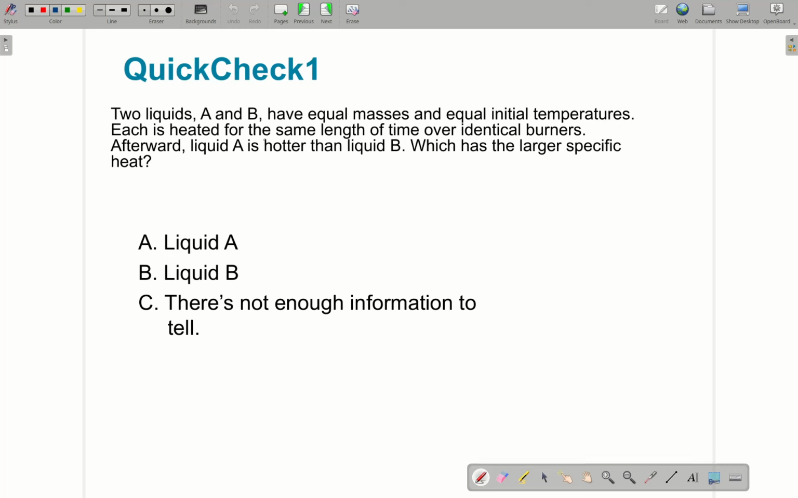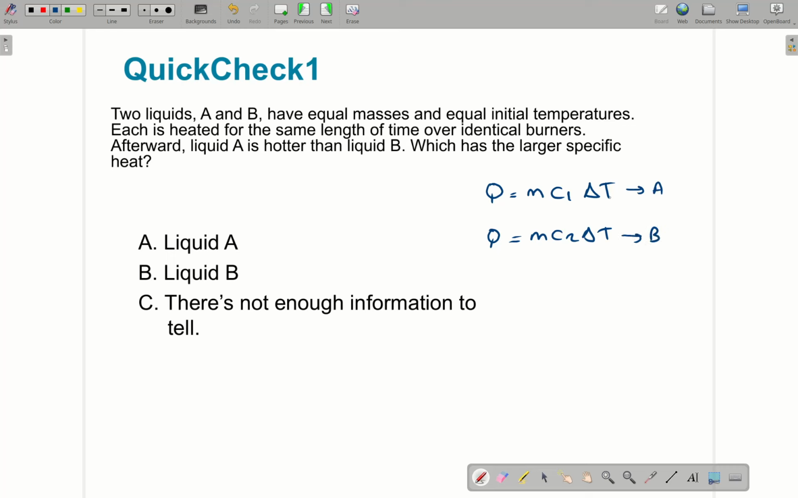Two liquids A and B, we have a quick check here, have equal masses and equal initial temperatures. Each is heated for the same length of time over identical burners. That means they each have the same Q given. They have equal masses but different heat capacity. So we heat them with identical burners, we give them the same heat Q, and they have the same mass. Afterwards, liquid A is hotter than liquid B. So let's say this is A.